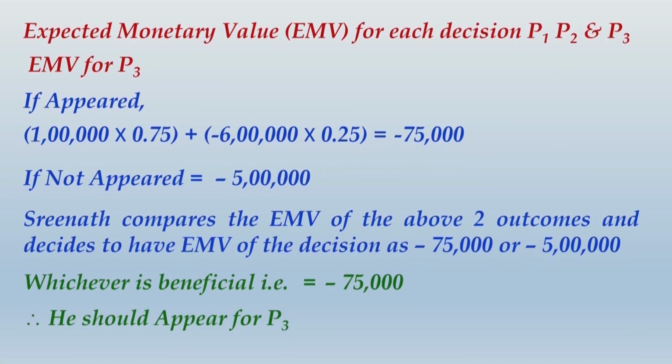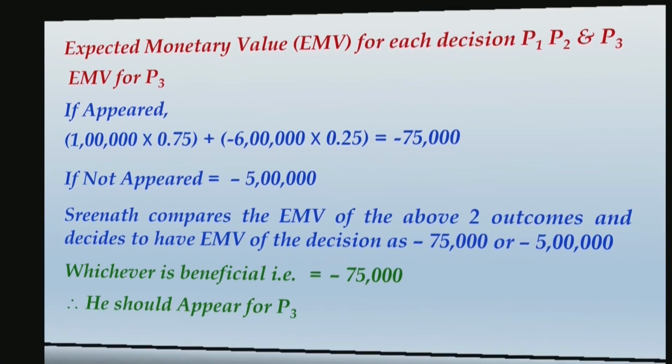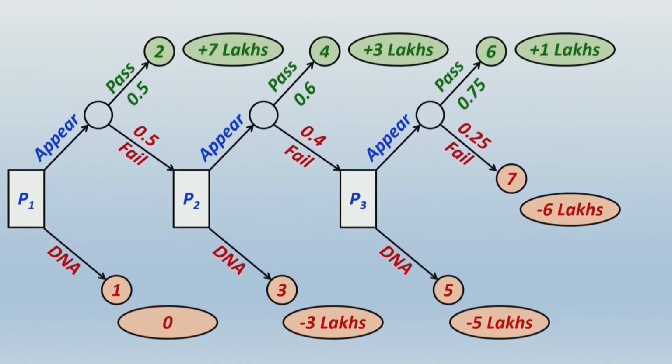So do one thing, before I take you any further, you write up this entire working and then we plot this EMV into the decision tree. Alright friends, once you have completed writing this entire working, let us move ahead and plot the EMV of P3 in the decision tree diagram. Diagram you have already made, just write this minus 75,000 over here with P3.